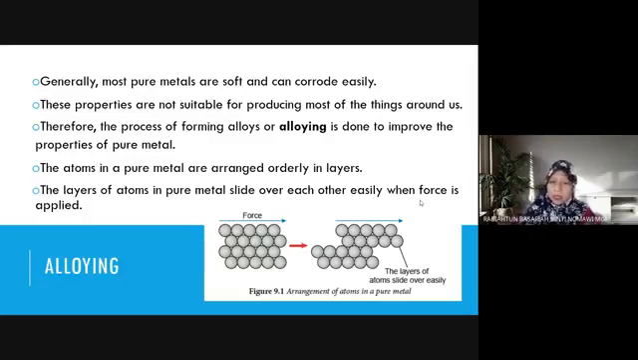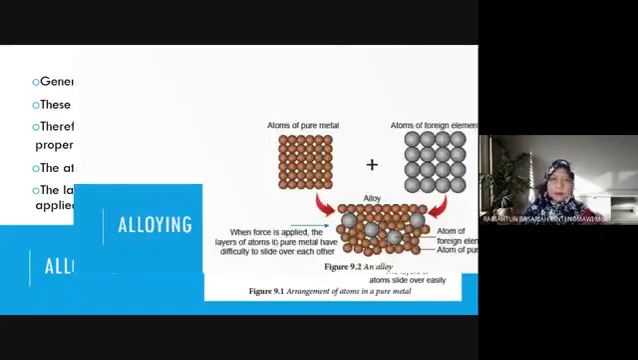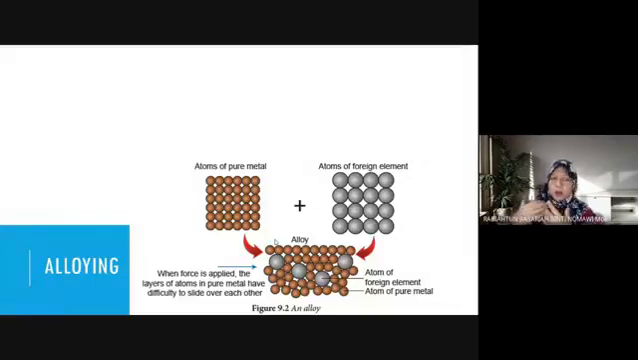Because of the arrangement, it is just layer on top of layer. So bila kita tekan, dia boleh bergerak dengan mudah. It can slide over easily. So that shows that pure metals are not strong enough. So to make the pure metal stronger, to improve the characteristics of a pure metal, we will do a process that is named alloying.